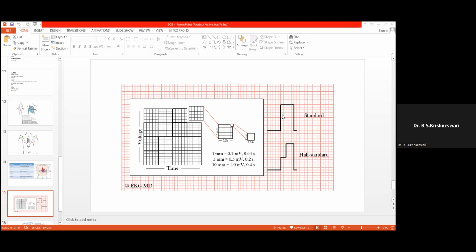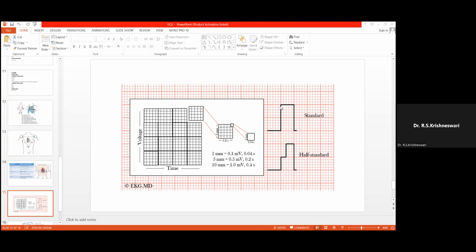What we are reading in our book regarding the P wave and others is about the standardized ECG, that is, the height should be 1 millivolt. If the standardization is less, if it is half standard, it will be represented like this. If it is a fully standardized ECG machine, the representation will be like that. It is 2 large squares. So it is very, very essential to see the standardization of ECG before reading an ECG.